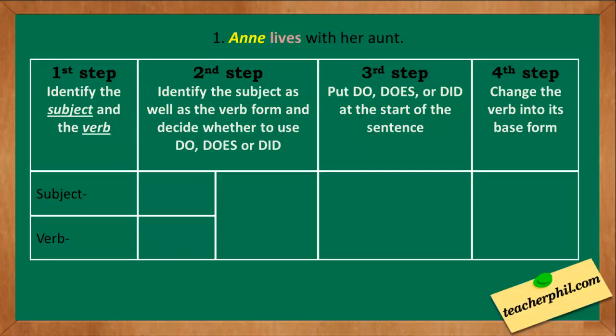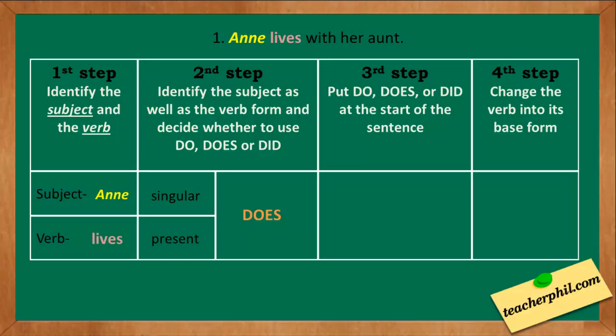Take note of the following examples. Anne lives with her aunt. The first step, identify the subject and the verb. The subject in the sentence is Anne, while the verb is lives. The second step, identify the subject as well as the verb form and decide whether to use do, does, or did. The subject in this sentence is Anne, and it is in singular form, while the verb lives is in present form. Therefore, we should use does.